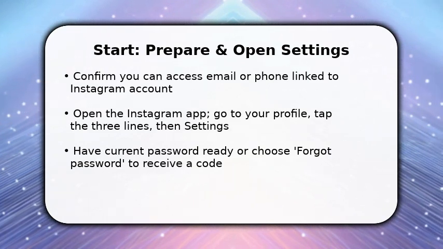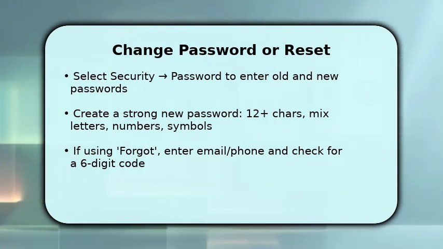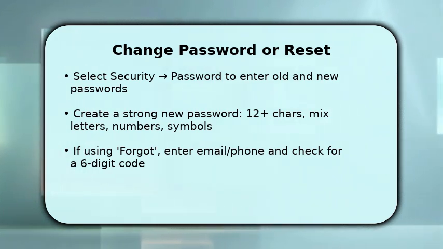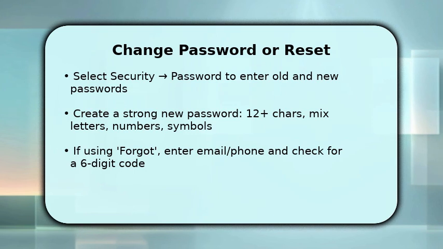You now perform the actual change or reset. If you remember the old password, tap Security then Password, enter the current password and your new one twice. This authenticates the change immediately. If you used Forgot Password, enter the email or phone and fetch the 6-digit code from your messages, then paste or type it in to prove ownership. Make sure the new password is unique and strong so future unauthorized access is prevented.